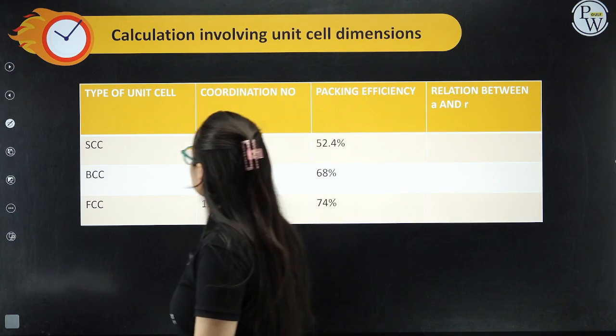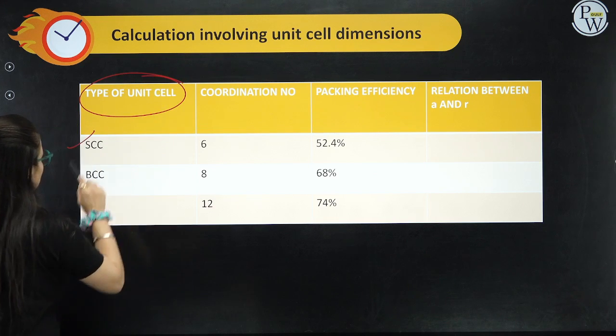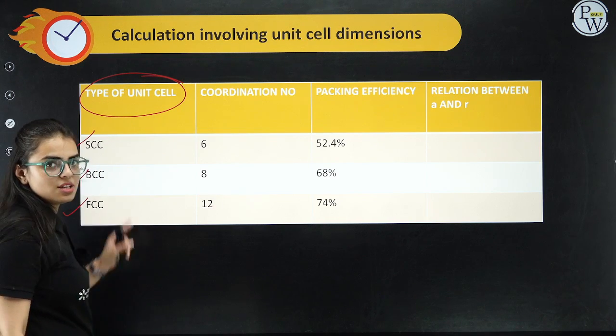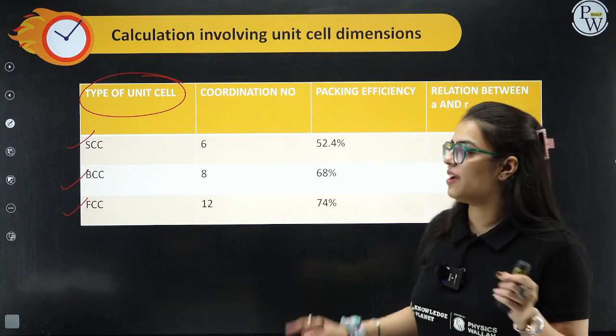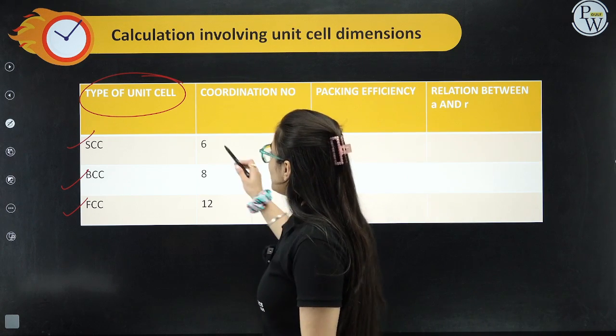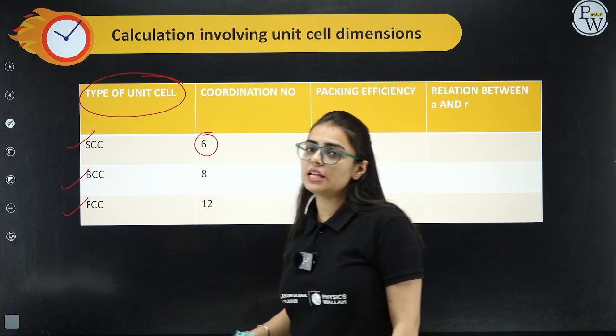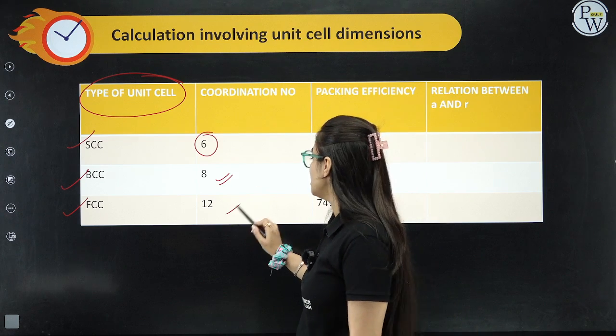Here it is calculation involving cell dimensions. See, first is types of unit cell. It is SCC, BCC, FCC. SCC is simple cubic unit cell. BCC is body centered cubic unit cell. FCC is face centered cubic unit cell. So, in the case of SCC, the coordination number is 6. In the case of BCC, the coordination number is 8. In the case of FCC, the coordination number is 12.